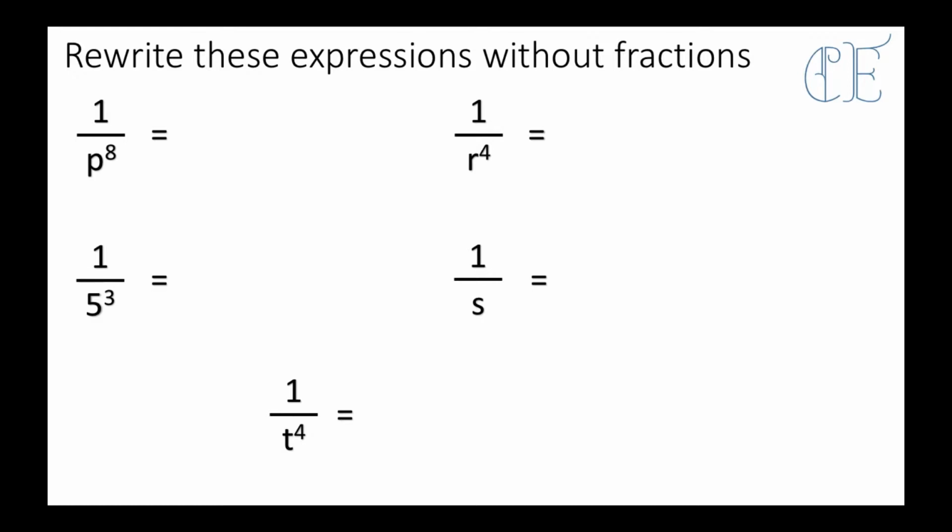Okay, if you pause the video and had a go, this one, you should find this really easy now because all you've got to do is write this but with a minus in it. So p to the minus 8, r to the minus 4, 5 to the minus 3, s to the minus 1. Okay, the reason this is a minus 1 is because remember, when we have a letter or a number, there's like an imaginary 1 here. Okay, so if we get rid of the fraction, there must be a minus 1. And then here, t to the power minus 4. So I hope you understood that and got them all right. I'm sure you did. Well done.